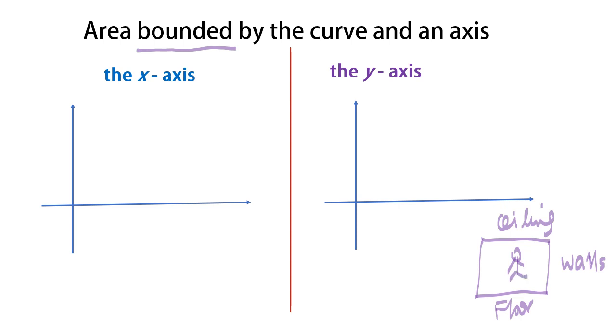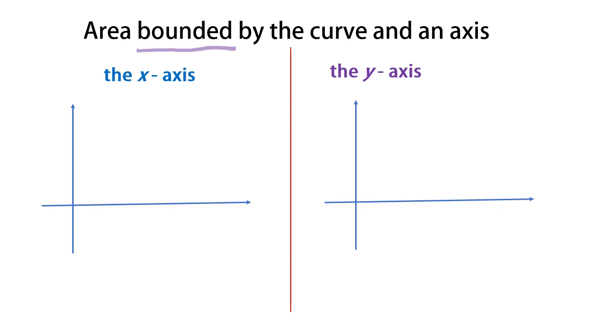Another meaning for the word bounded is to be enclosed. So if you're in an enclosed area, like this example that I gave you, you're inside the house, you're bounded by the ceiling, the walls, and the floor, then you're being enclosed, so you're being bounded. Therefore, if you want to find an area that is bounded by the curve, the area has to be underneath the curve, bounded by either the vertical lines, the horizontal lines, or any lines, and also the axis.